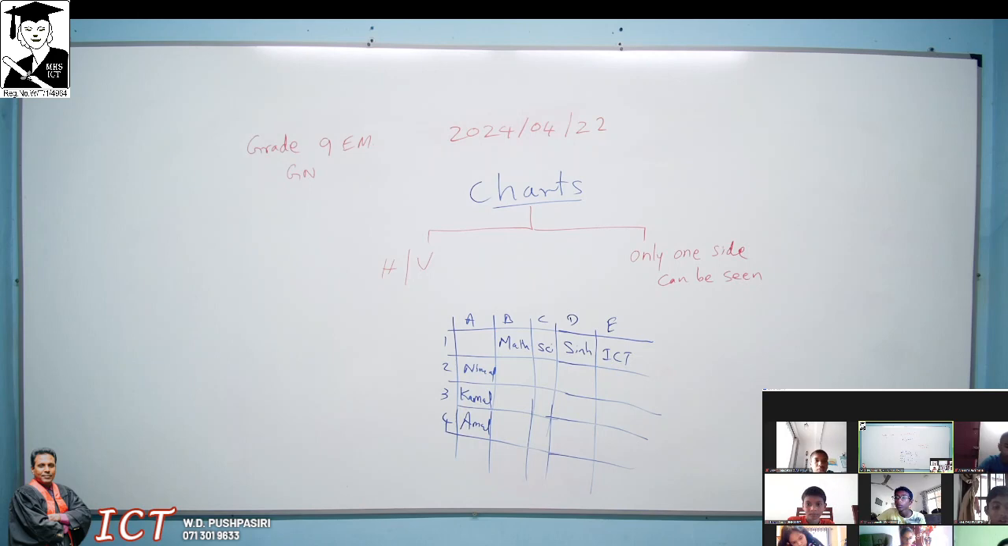Just put some data also, randomly. The numbers, you put some between 0 and 100, right? Excuse me, sir. In the A2 column, what's the word that's in the A2 column? Put some names: Nimal, Kamal, Amal, something like that.